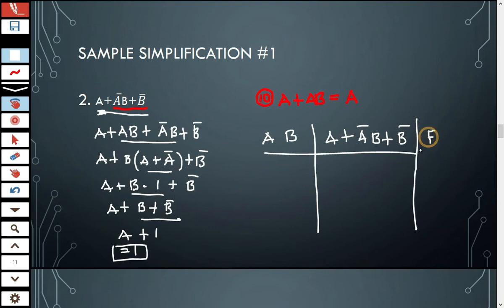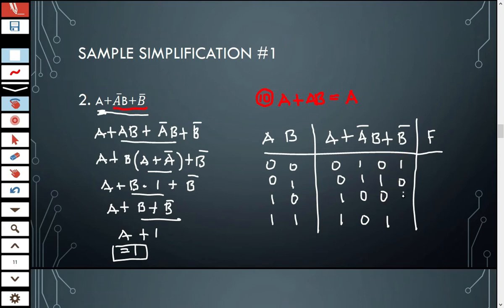Then for our final result, we will write there the output. Okay, let's say we have 0, 0, 1, 1 for our A and 0, 1, 0, 1 for our B to complete the combination. And then this is our A. We will just copy the column A. For not A, we will just negate the values of A, then negate the values for B.